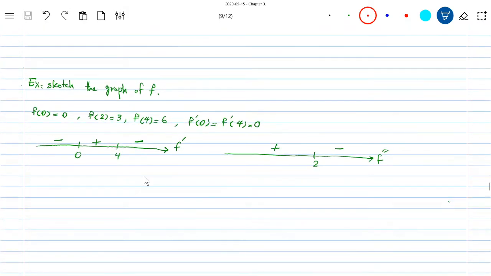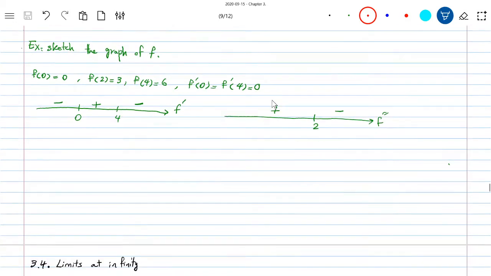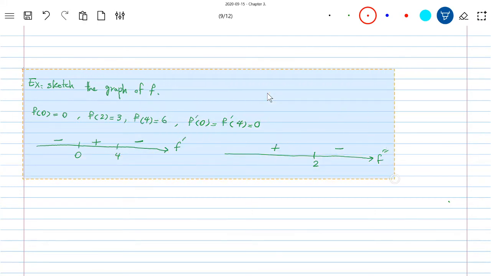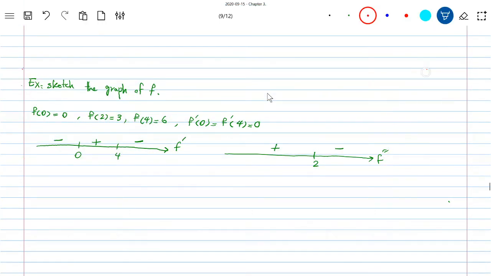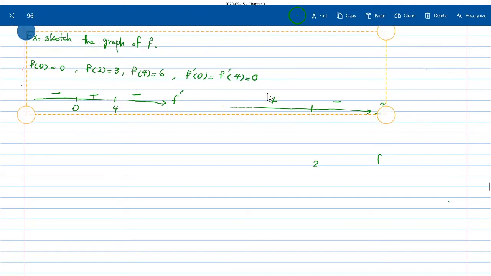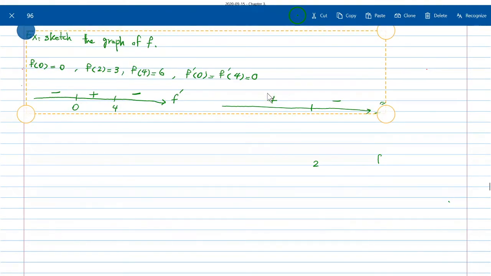Sometimes they give you extra information. They give you the number lines for the first and second derivative, and they ask you, now can you go back and graph the function? So here, let me mention this example as well. Let me shift it up a bit so we have more space. This was 2, this is f double prime.